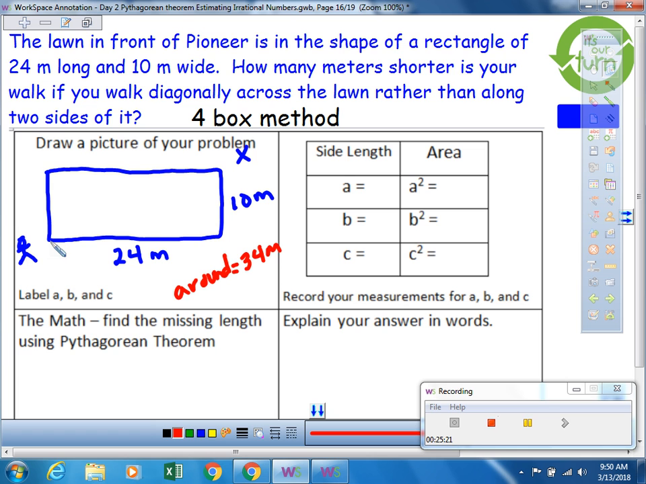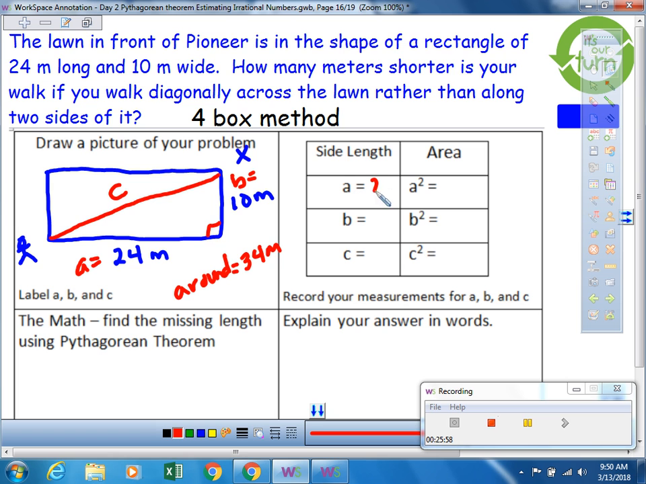Now, what if I walk diagonally across? How can I walk diagonally across? How can I figure out that diagonal? I can use the Pythagorean theorem. So here's my right angle. What side is missing? Side C. So these would be A and B.